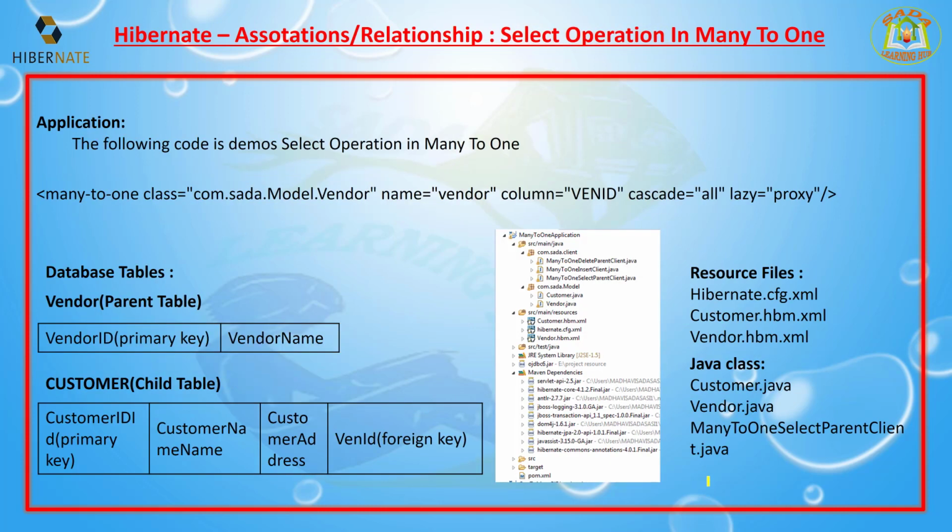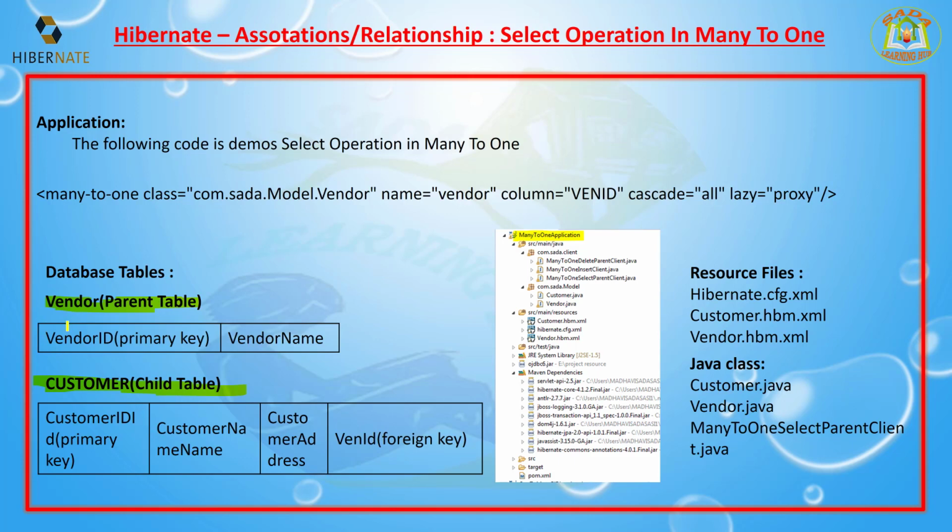Now I'm going to show one example for this. I'm going to create one many-to-one application. In the many-to-one application, I'm going to play with two tables: the vendor table is my parent table, and the customer is my child table.